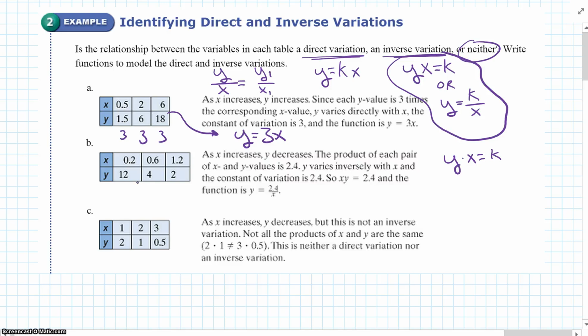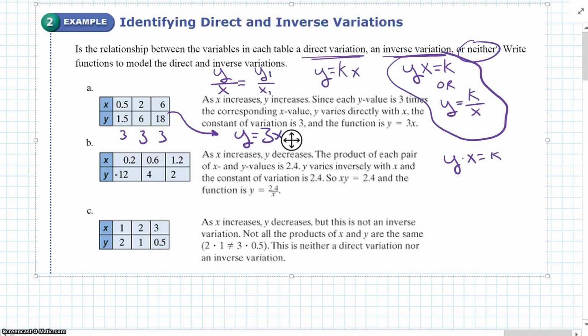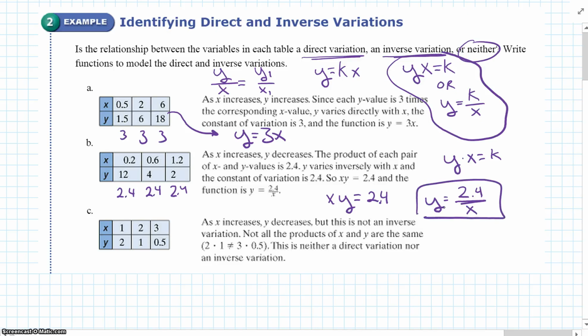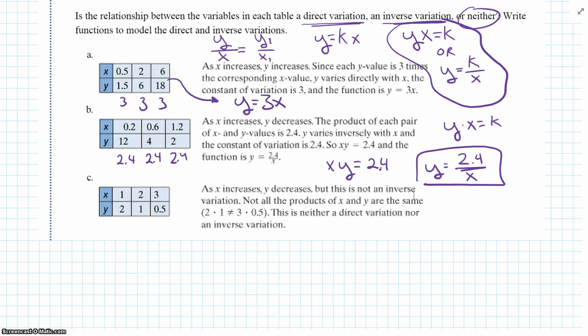Let's now multiply them. 0.2 times 12 is 2.4. 4 times 0.6 is 2.4. 1.2 times 2 is 2.4. Since we multiply them together and always get the same value, we can say x times y always equals 2.4. So y is equal to 2.4 over x. So that's an inverse variation.